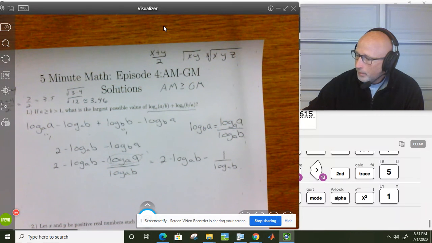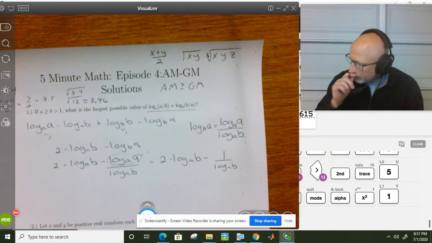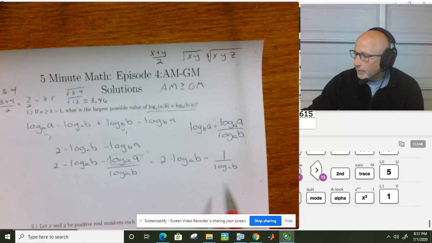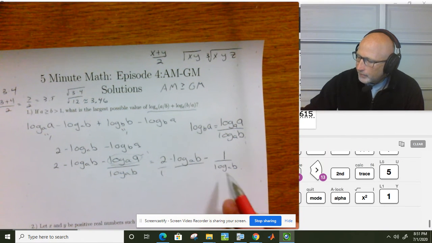So now what? Okay, so now let's go ahead and we can factor out some stuff. Or actually, let's combine everything. So combining everything together, it is a least common denominator of log base a of b.